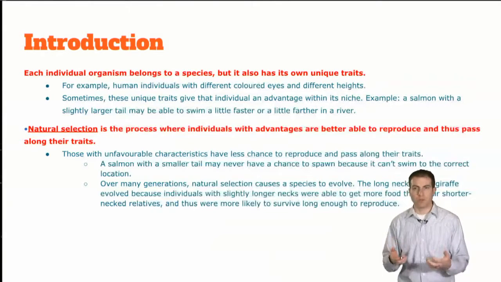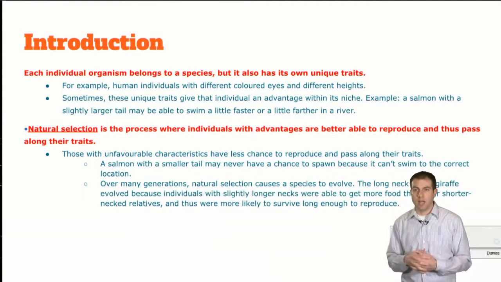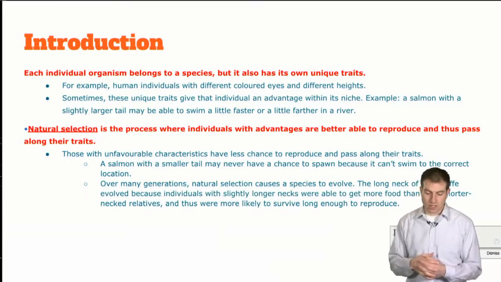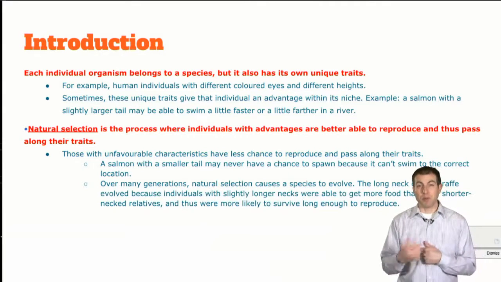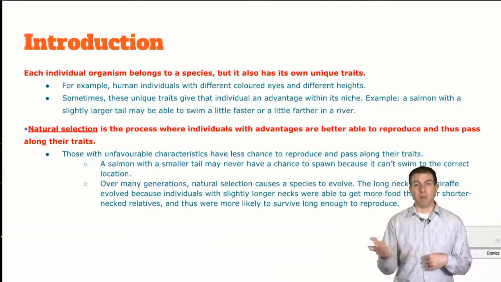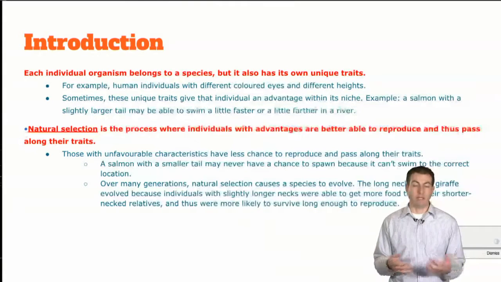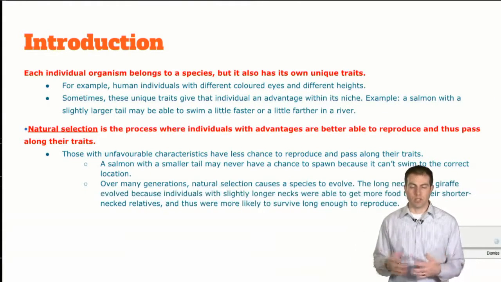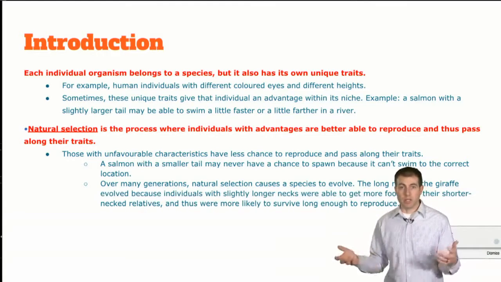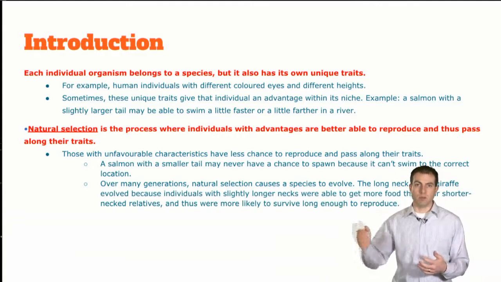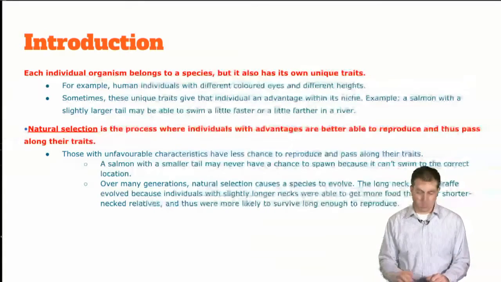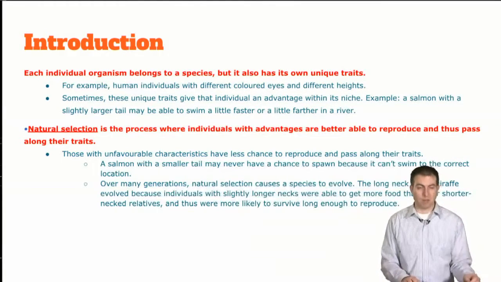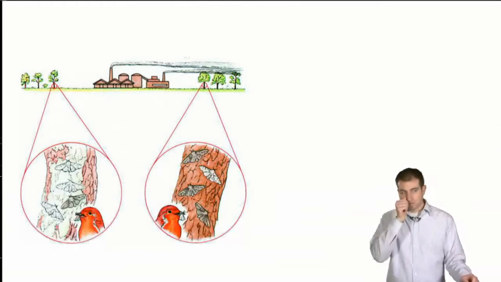If you had a salmon with a really small tail, you end up with that salmon probably not being able to swim as far upstream, maybe not finding a suitable habitat to lay its eggs or to fertilize eggs, and it would die. So it wouldn't pass on its genetic information, whereas if the salmon had a regular sized tail, it would be able to swim and find that nice gravel bed. So it's a really basic example. Let's look at a couple more.